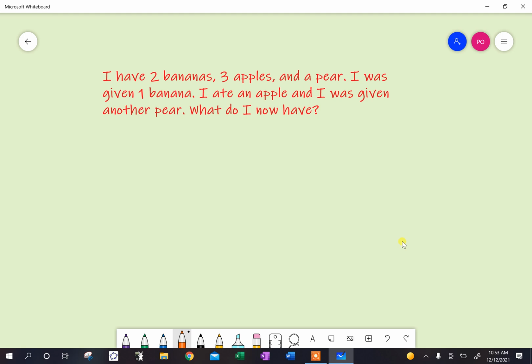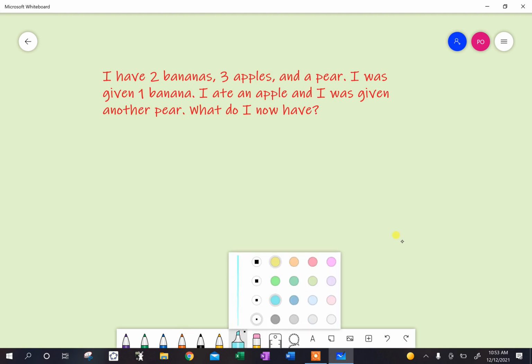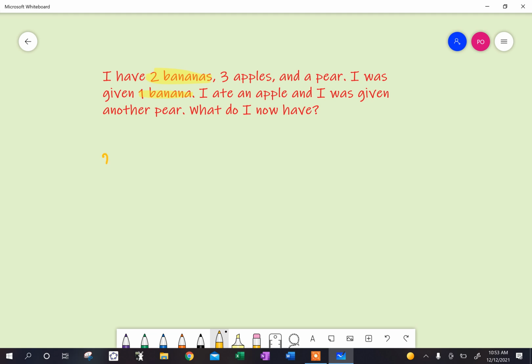Well, here's what we're going to take a look at. I'm going to highlight this in yellow. How many bananas do I have? It looks like I have 2 bananas, and then what happened? I was given 1 banana, all right? I was given another banana. So it looks like I have really 2 bananas, and I was given another banana, all right?